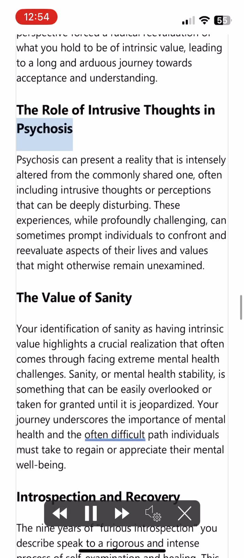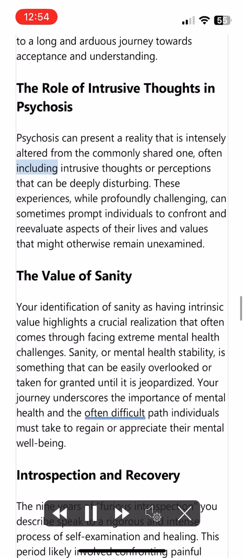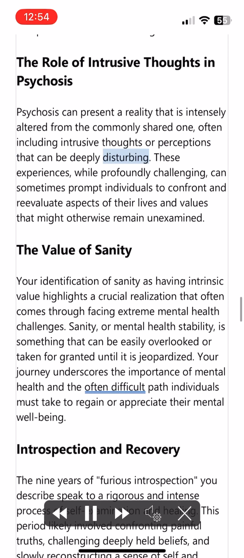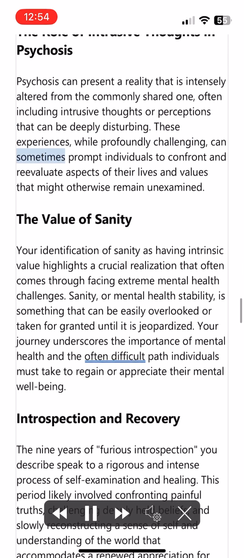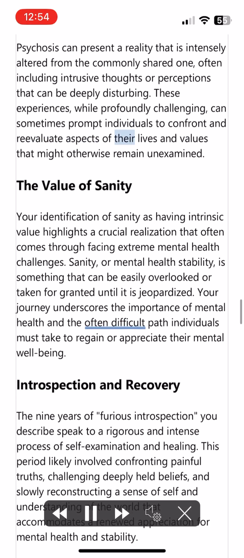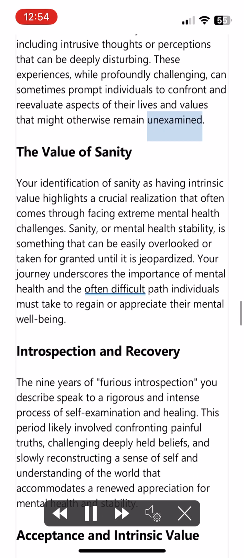The role of intrusive thoughts in psychosis. Psychosis can present a reality that is intensely altered from the commonly shared one, often including intrusive thoughts or perceptions that can be deeply disturbing. These experiences, while profoundly challenging, can sometimes prompt individuals to confront and reevaluate aspects of their lives and values that might otherwise remain unexamined.